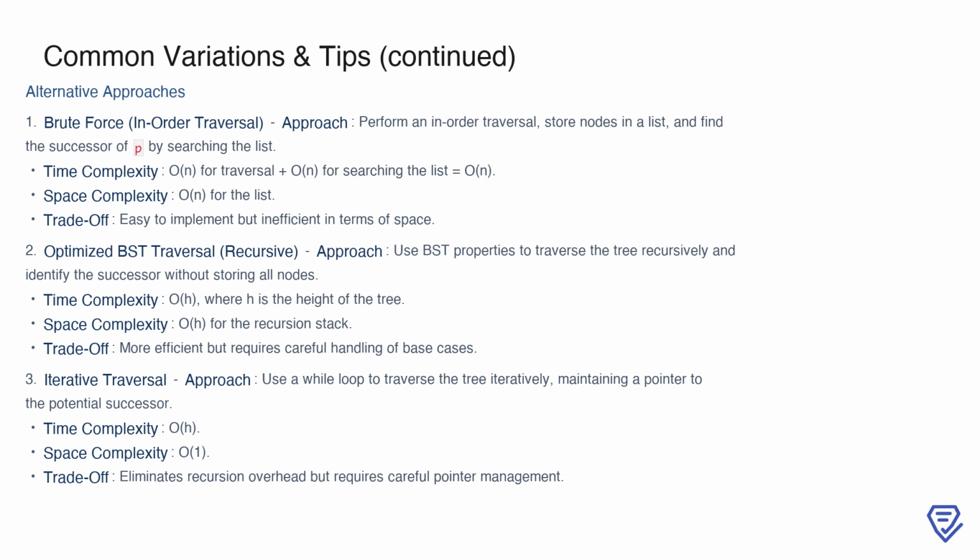Alternatively, an iterative traversal eliminates the recursion overhead. Using a while loop, you maintain a pointer to the potential successor as you traverse the tree. This approach is also O(h) in time but reduces space complexity to O(1). Both optimized methods require careful handling of edge cases, but they are significantly more efficient than brute force.